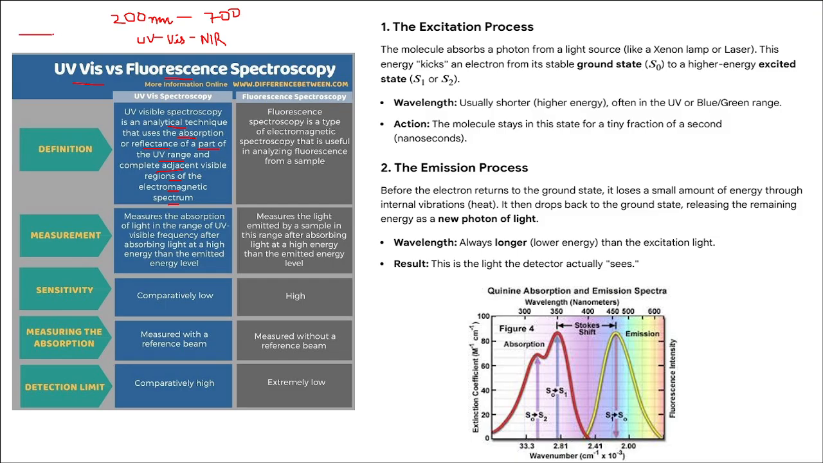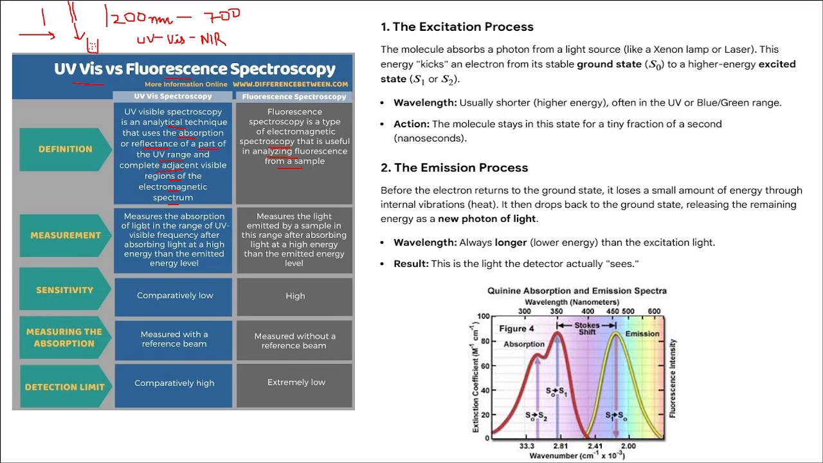Now, when you are passing the light, it has all the wavelengths in it. From all the wavelengths, only a particular section would be absorbed, and this particular wavelength that is being absorbed is characteristic of the sample. That particular sample will absorb that specific wavelength only. But fluorescence spectroscopy is a type of electromagnetic spectroscopy that is useful in analyzing fluorescence from a sample.